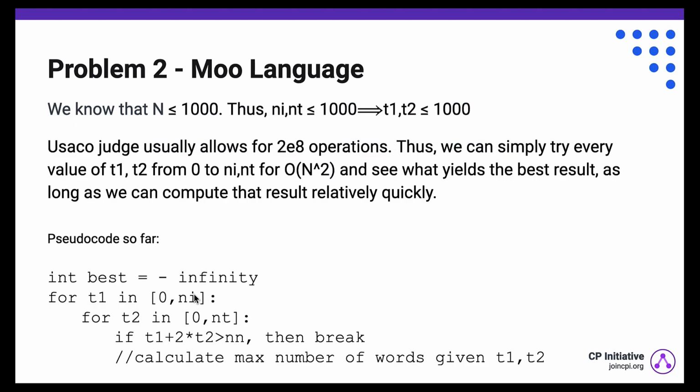So that's all very well. Since n is less than 1000, we know that T1 and T2 are less than 1000, and since the USACO judge usually allows for around 2 times 10^8 operations, if we can check whether each value of T1 or T2 works in O(1), then we can compute the result pretty quickly. So this is what our pseudocode will look like so far. So far, we're literally only checking if we have the required amount of nouns and verbs to satisfy our values of T1 and T2.